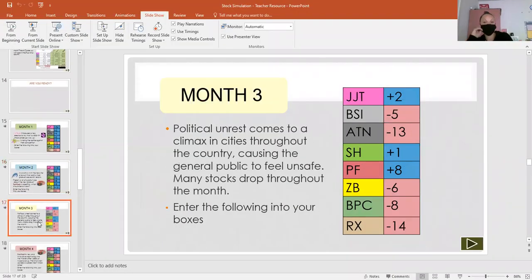Month 3, there's political unrest that comes to a climax in cities throughout the country, causing the general public to feel unsafe. Many stocks dropped throughout the month. So +2, -5, -13, +1, +8, -6, -8, -14.